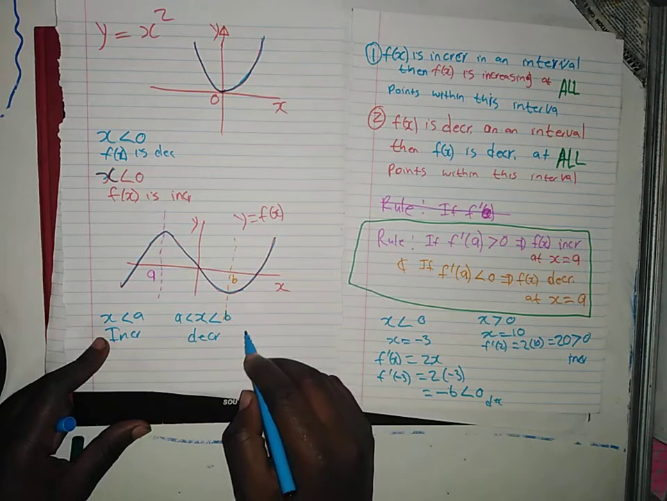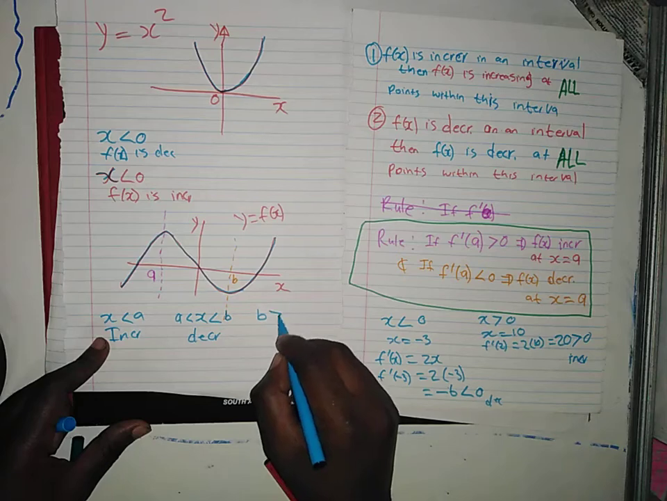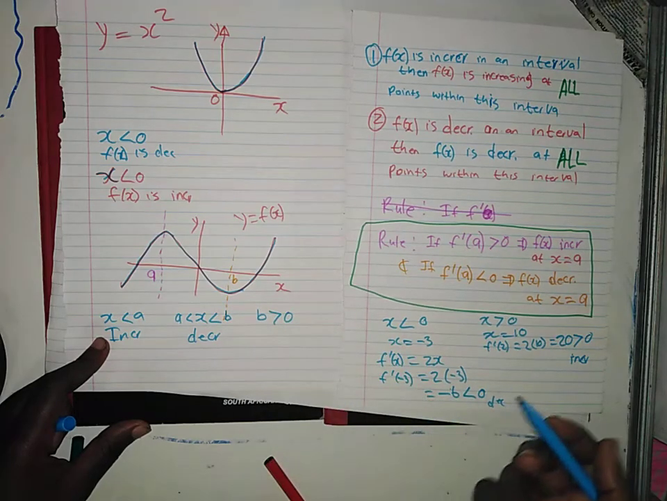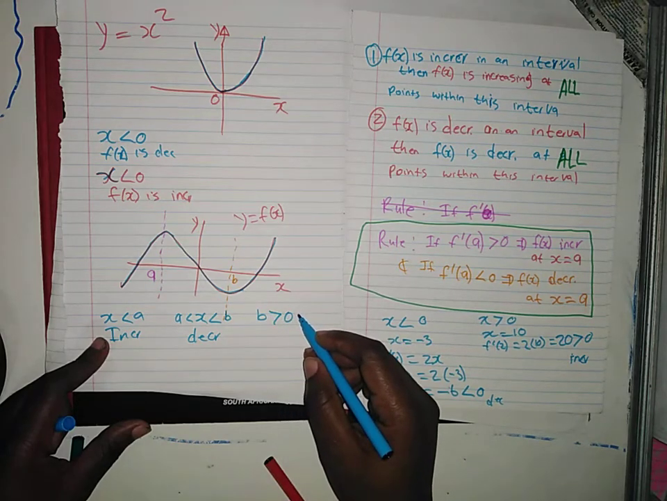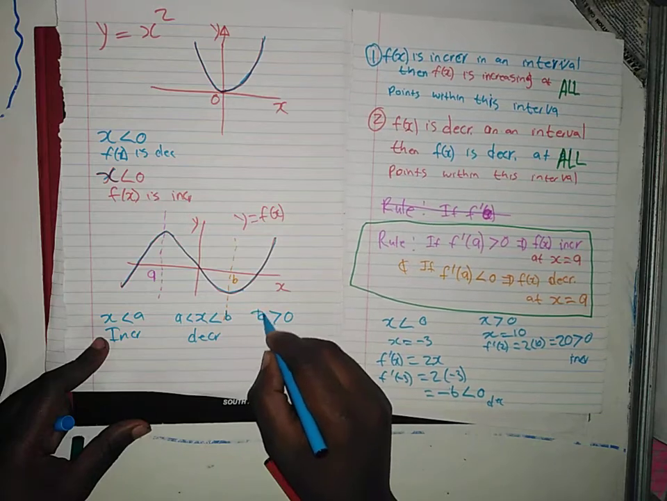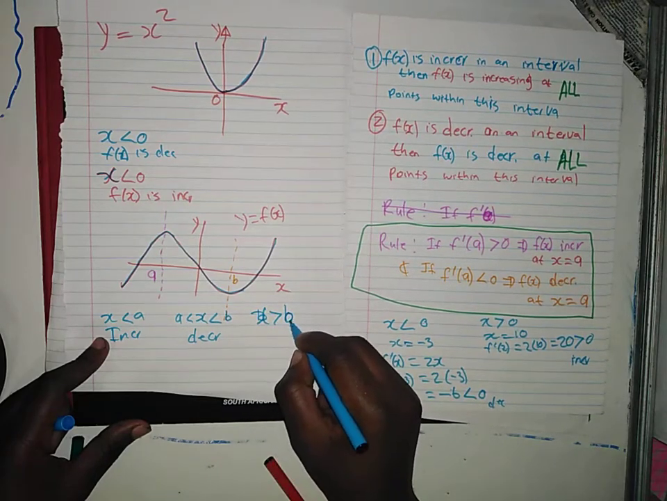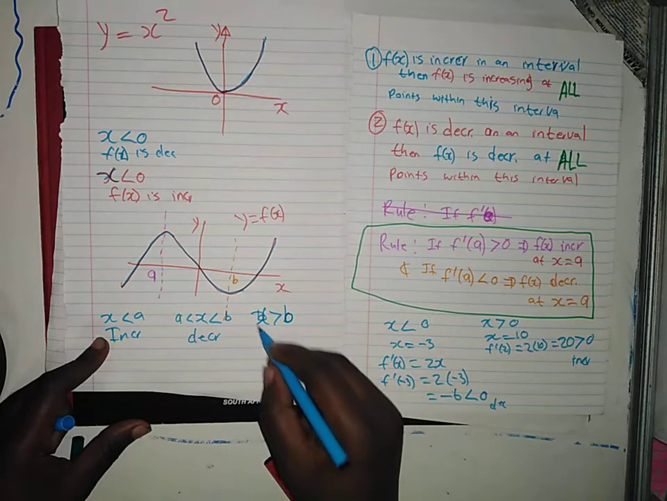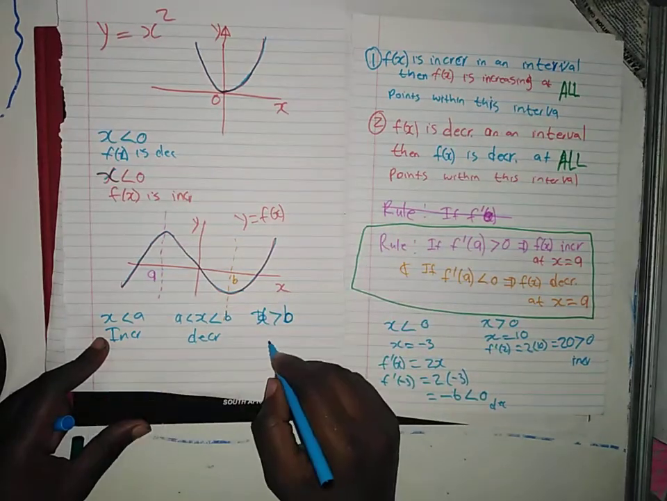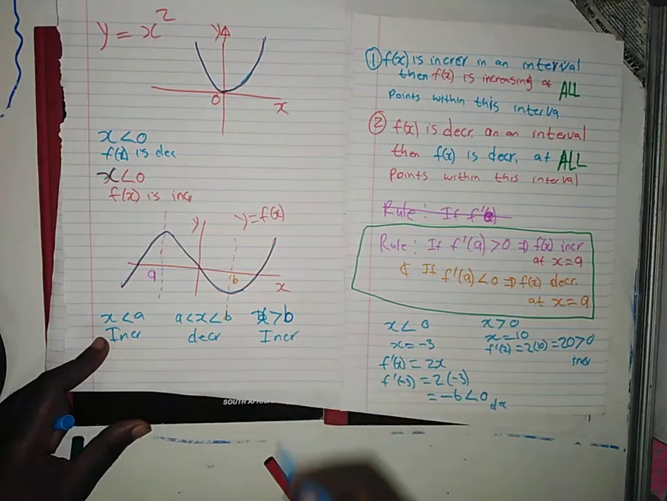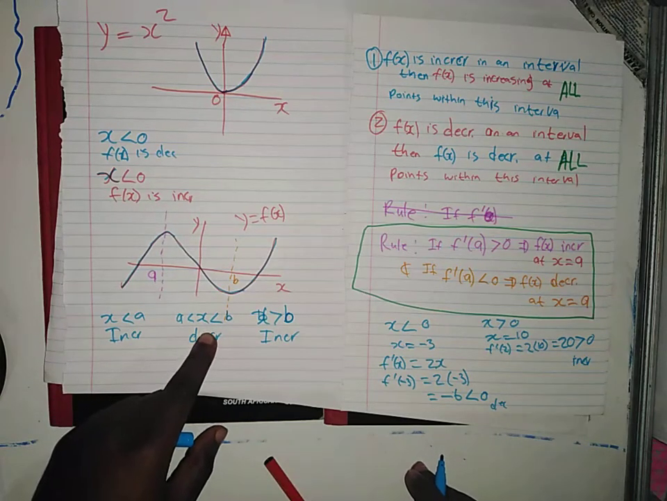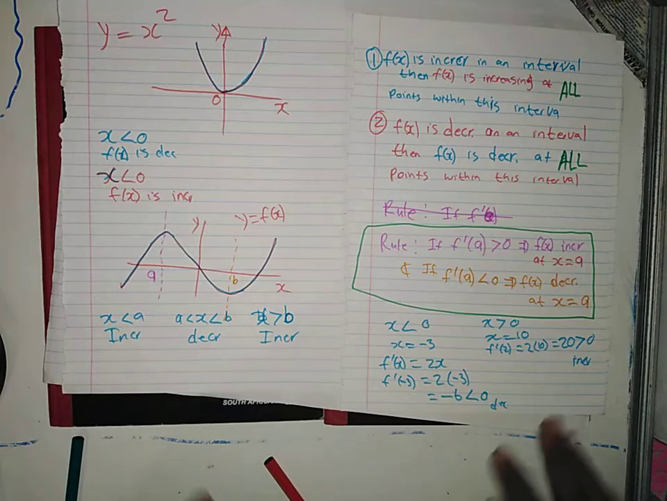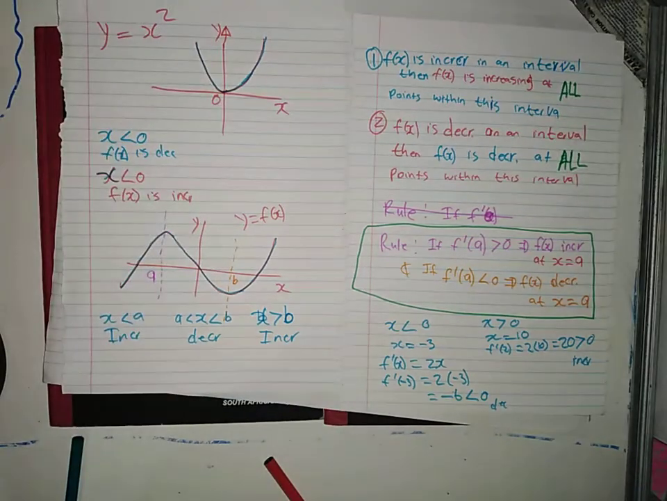Okay, but now from b up to infinity, so x is greater than b. When x is greater than b, what happens? Then you have an increasing graph again. So it increases in this interval, and then in this interval it decreases, and then in this interval it increases. So when you look at this and this, you can see you've got an increase and then it decreases.